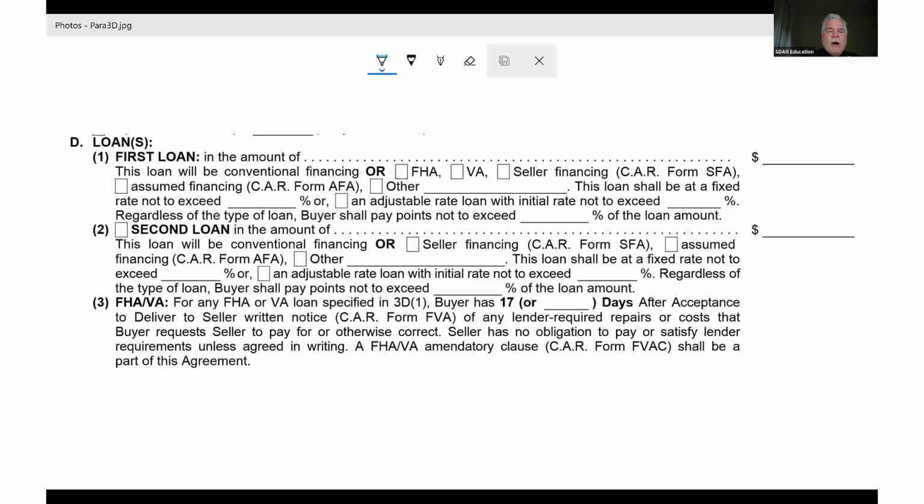Anything you can do. Okay, then we also have at the bottom of this, regardless of the type of loan, buyers shall pay points not to exceed. Remember, we're putting a limit on things. In our template, we put in 2 points of the loan amount because there are going to be lender fees, and the lender needs to quote the buyer what the fees are going to be. And so we put in the 2 points.